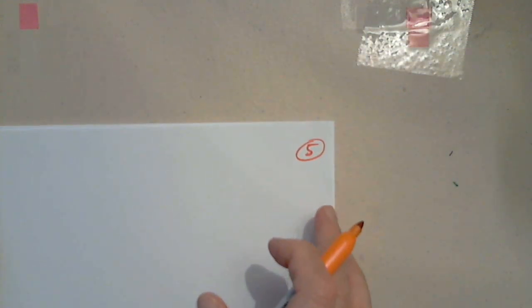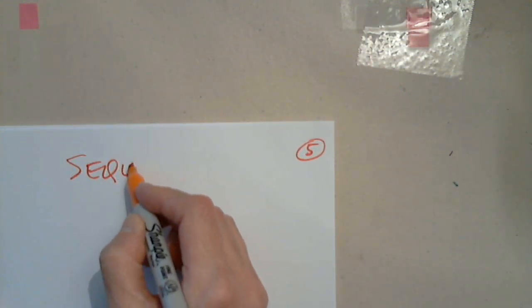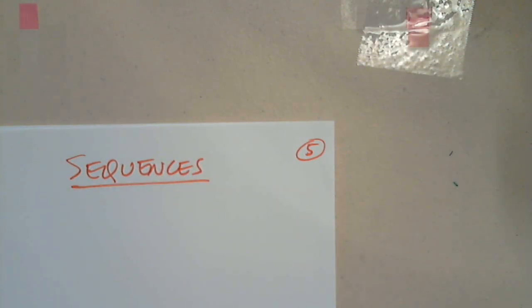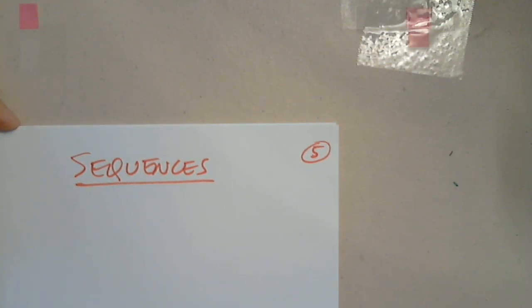Number 5, page 5. Sequences. A sequence is a list of numbers, but it's also at the same time a function. How will a sequence look?